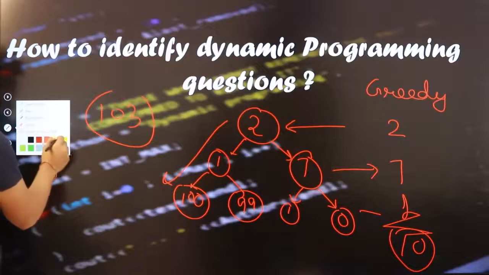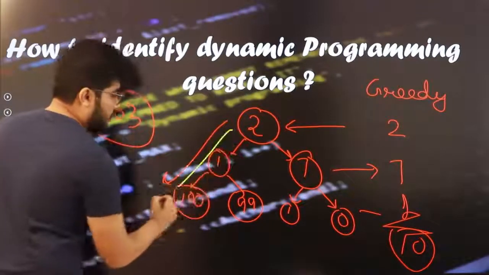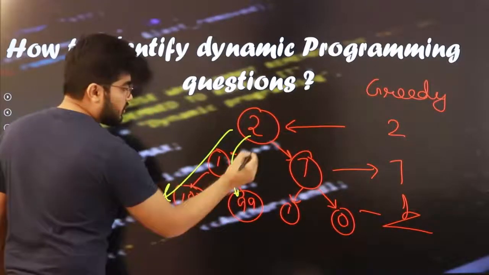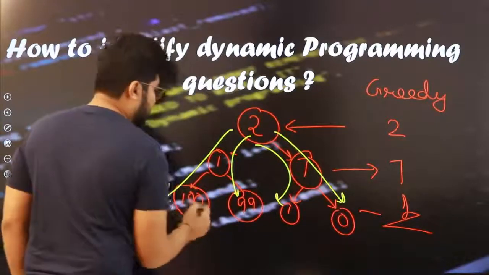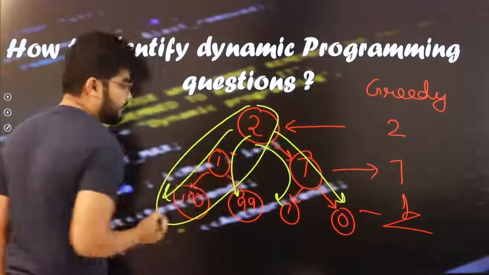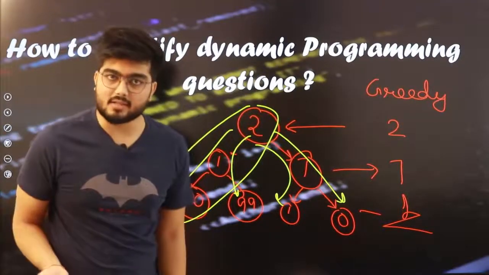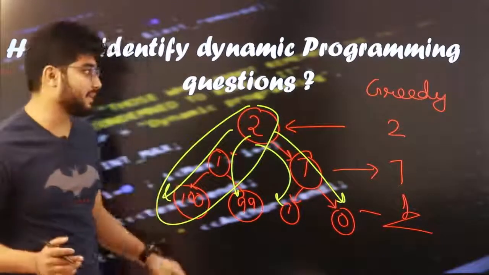I mean not the answers, what are the possible solutions? 1 solution, 2 solution, 3 solution, and 4 solution. Among these, which is the best solution? That will be our answer. Okay, I hope this is clear.